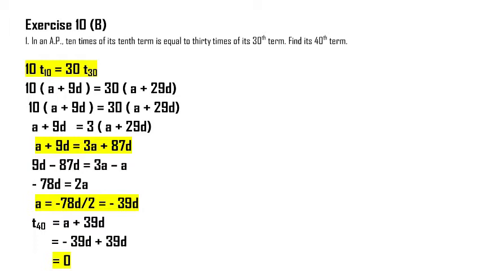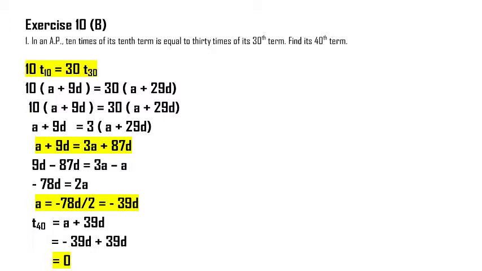In an AP, 10 times its 10th term is equal to 30 times its 30th term. Find its 40th term. So we need to find out the 40th term, in the sense I need to know the value of A and D. Instead of the values of A and D, it is given that 10 times its 10th term, that is 10 into T10, is equal to 30 times its 30th term. The 30th term is T30, so 30 times its 30th term is 30 into T30.